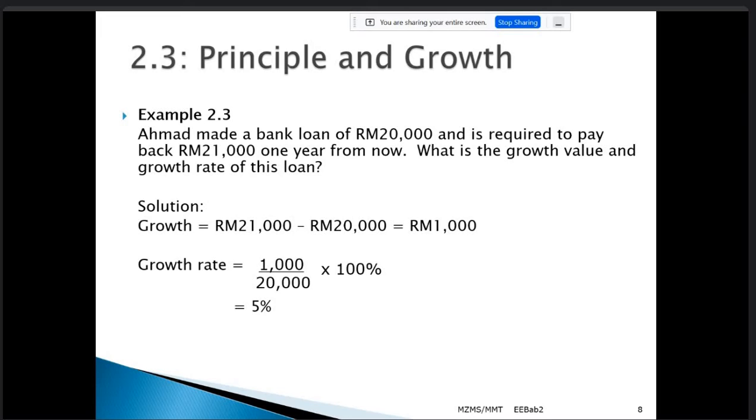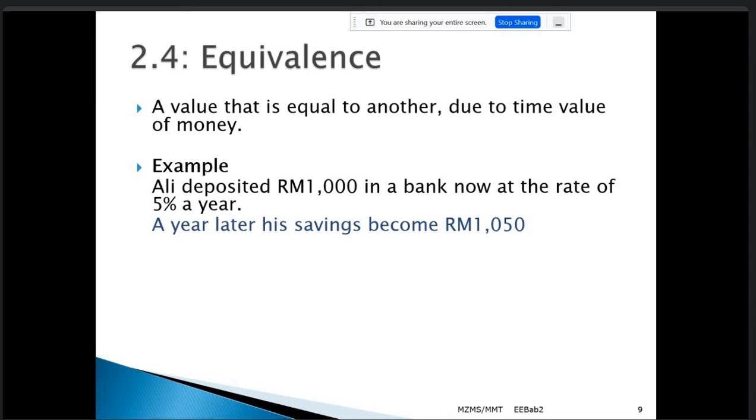Sekejap eh, I check the name first. I think almost all students borrow from PTPTN, and then how much do you have to pay at the end of your study? Normally PTPTN says the interest rate is 4%. But if you graduate with flying colors, they will give you a discount. So you can calculate how much you can save. That is one of the motivations to increase your CGPA.